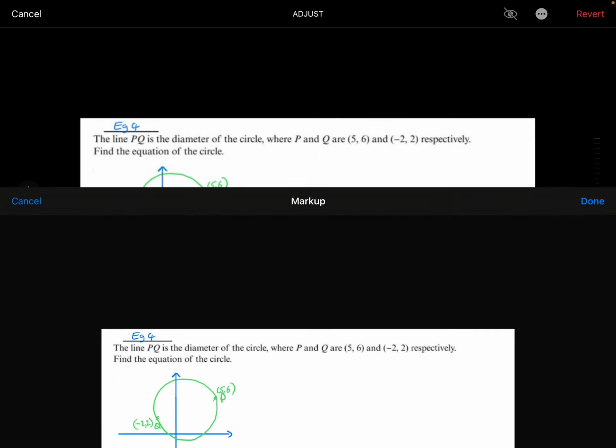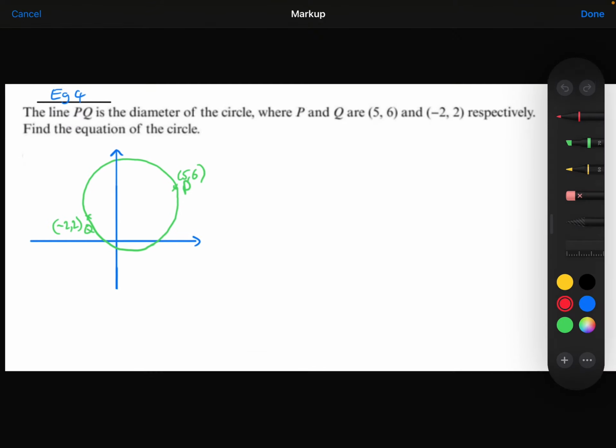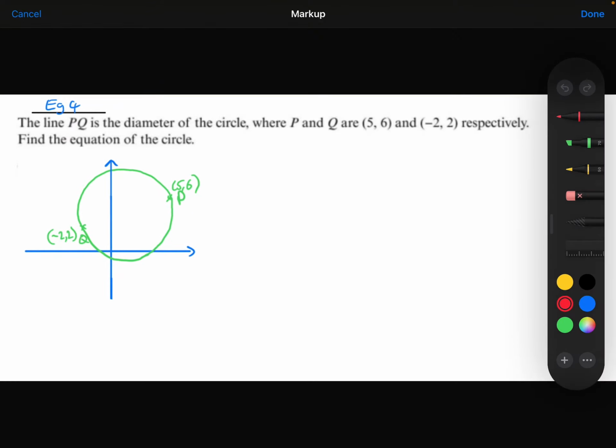Last example for this video. We're told that the line PQ is the diameter of a circle, and we're given the coordinates of P and Q as 5, 6 and minus 2, 2 respectively. We need to find the equation of the circle.